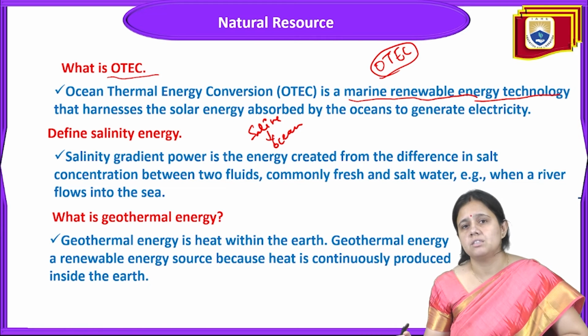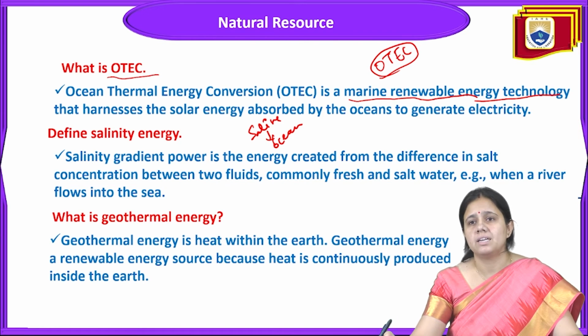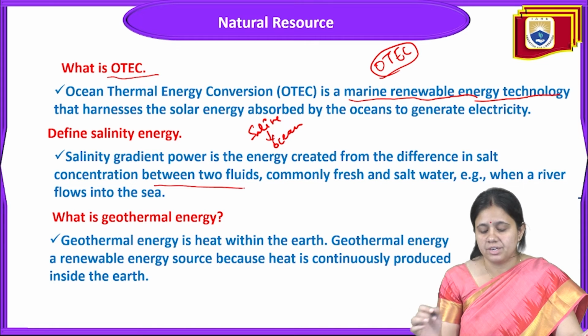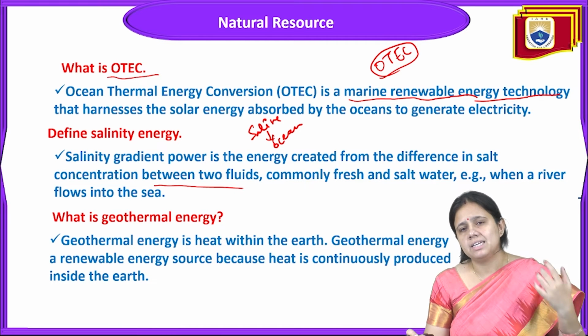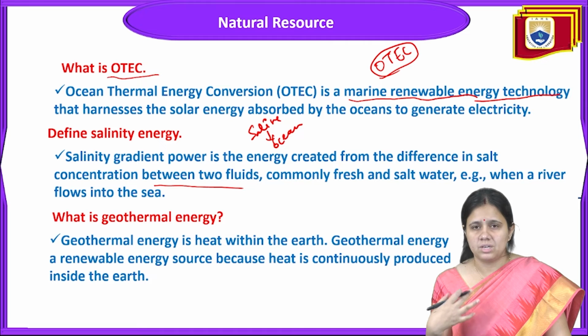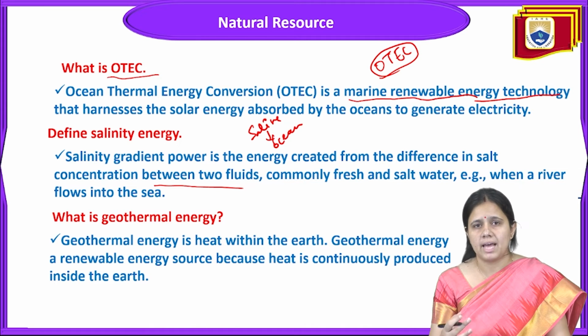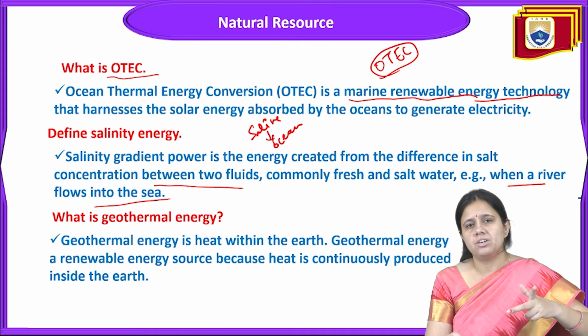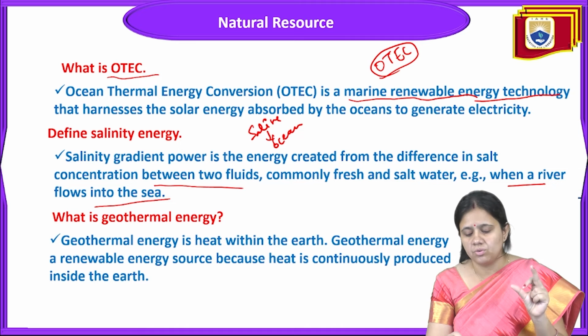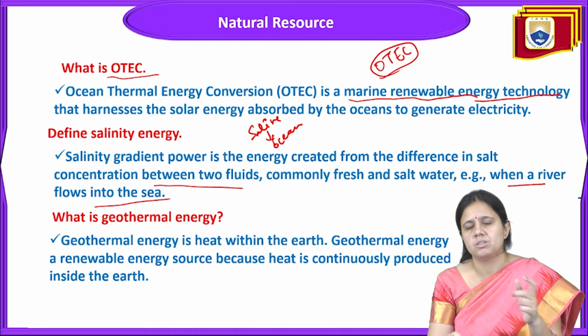What does salinity energy mean? Salinity gradient power is the energy created from the differences in the salt concentration between two fluids, commonly fresh water and salt water. When a river flows into the sea, we can utilize that energy as salinity energy. What will happen when the river flows into the sea? At that place, two kinds of water are there. First one is the saline water, second one is the fresh water. So there is a difference in salt concentration between these two fluids.